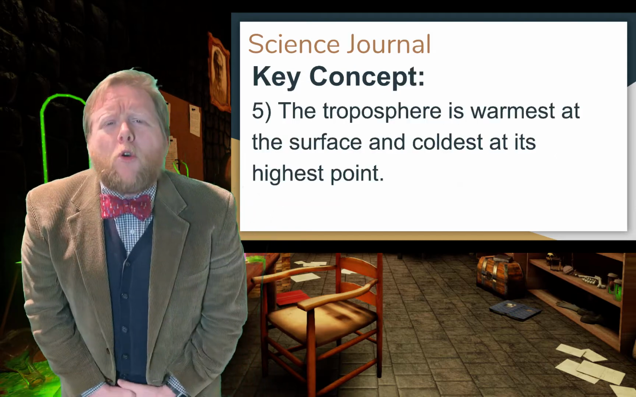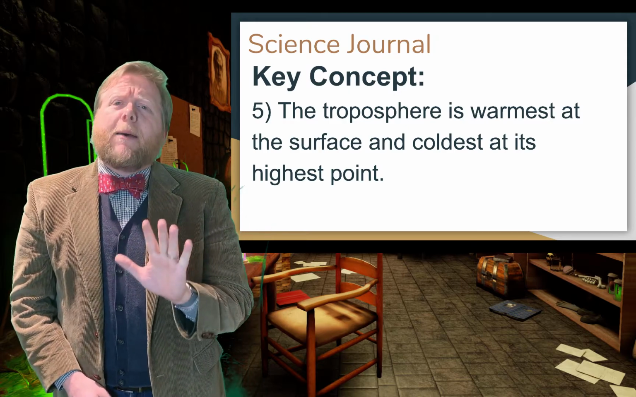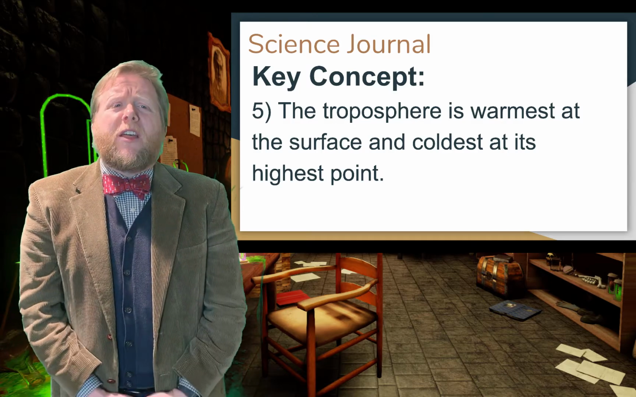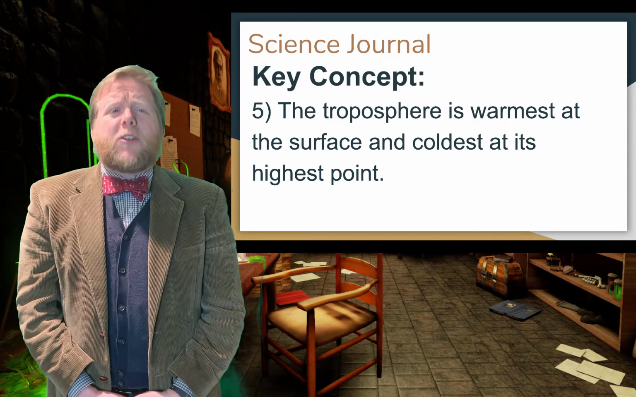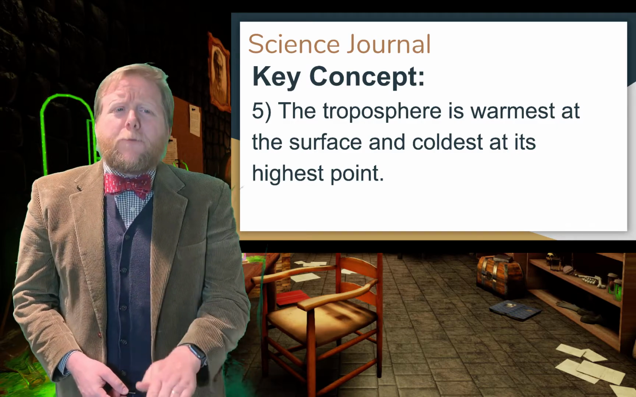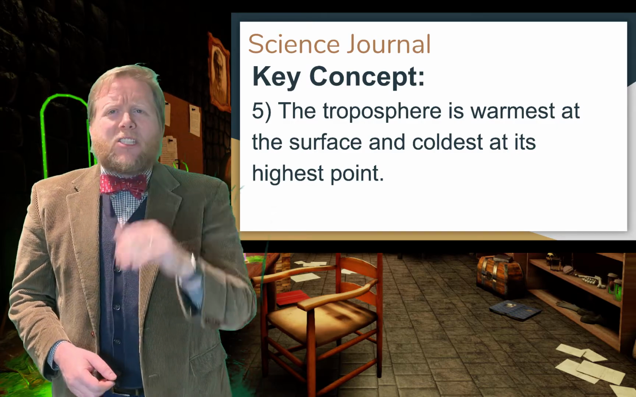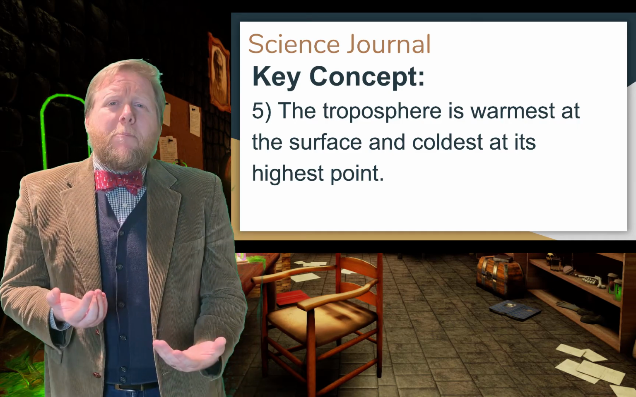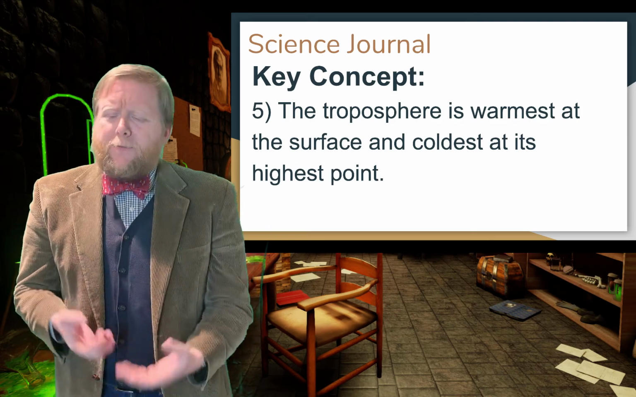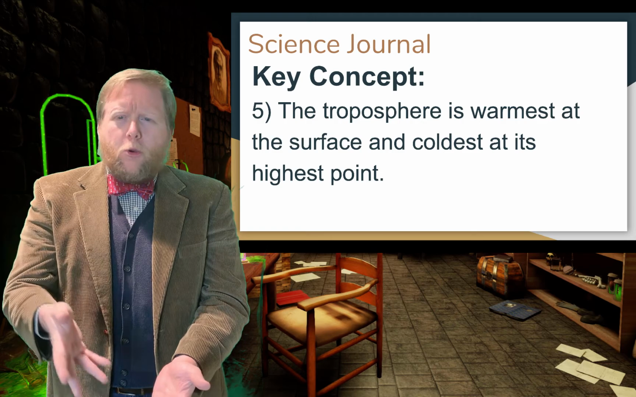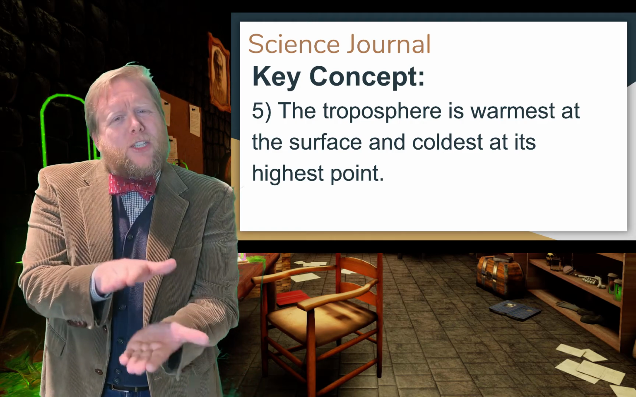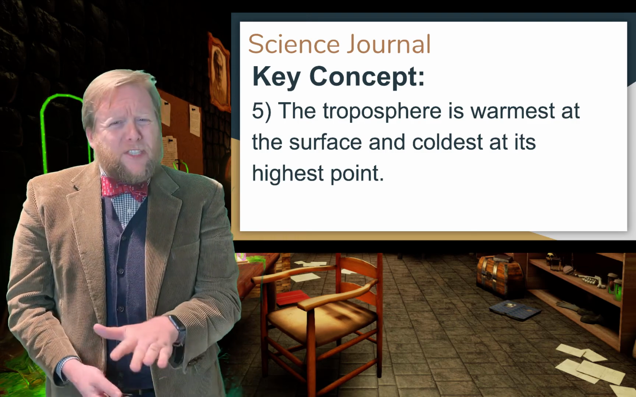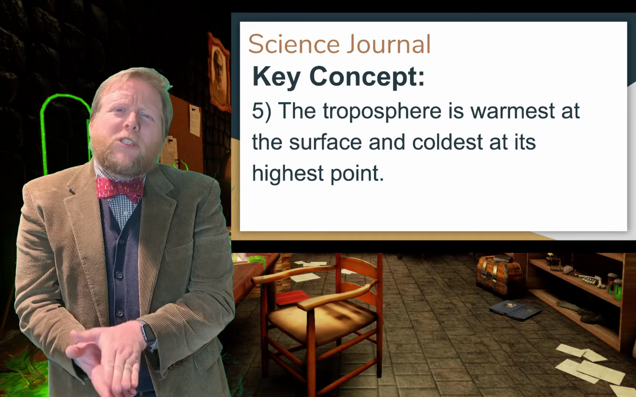In addition to our vocabulary word, we also have key concept 5. Key concept 5 goes back to the troposphere and what you just saw in the sim. We have that the troposphere is the warmest at the surface and coldest at the highest. So the further you go up in the troposphere, the colder it gets. Now, that makes sense. Because if you think about it, the sunlight is going through and being absorbed by the surface, and that surface is transferring that energy to the atmosphere, the part of the atmosphere that's right next to the surface is going to have the most energy.